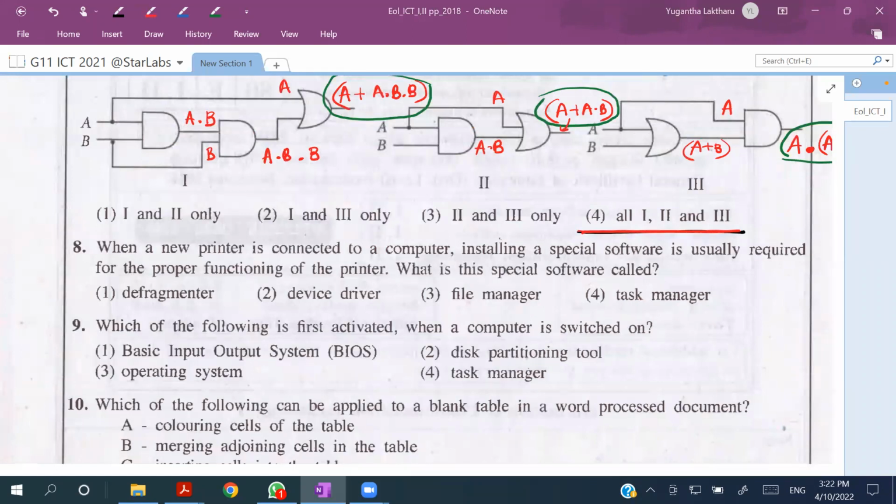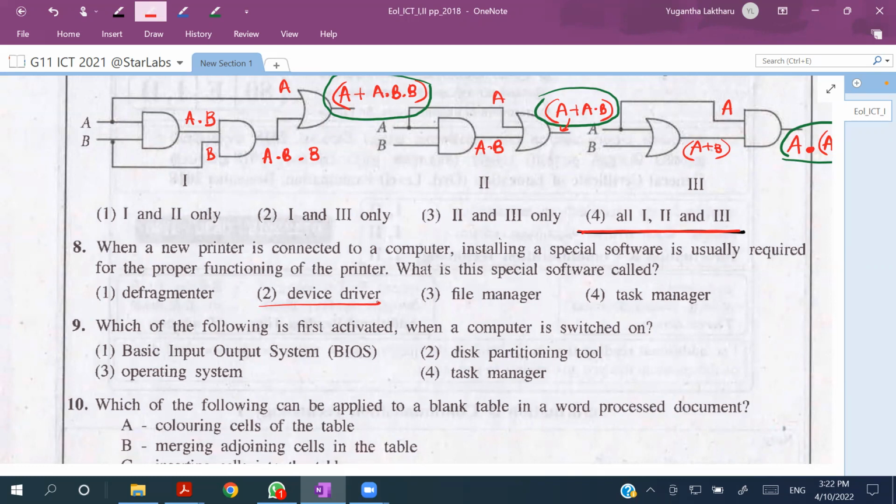Great. So the eighth one: when a new printer is connected to a computer, installing a special software is usually required for the proper functioning of the printer. What is this special software called? It is called the device drivers. Device drivers are the special software we need when a particular peripheral device is introduced into a computer system. So the second one is going to be the answer, right? The defragmenter, file manager, and task manager are doing some separate utility services.